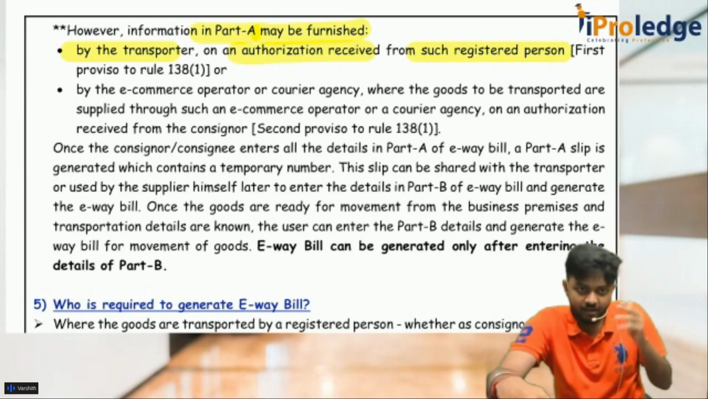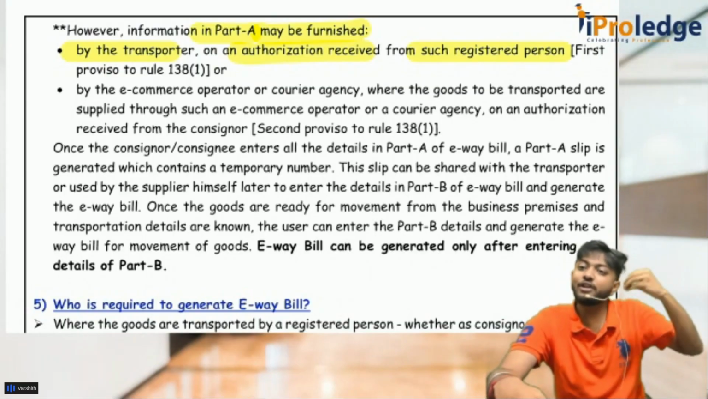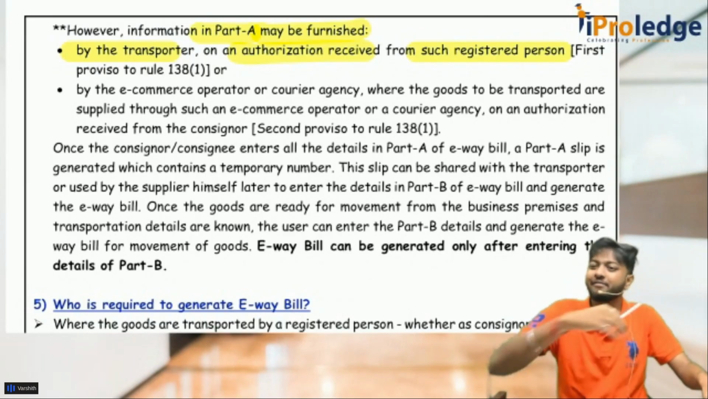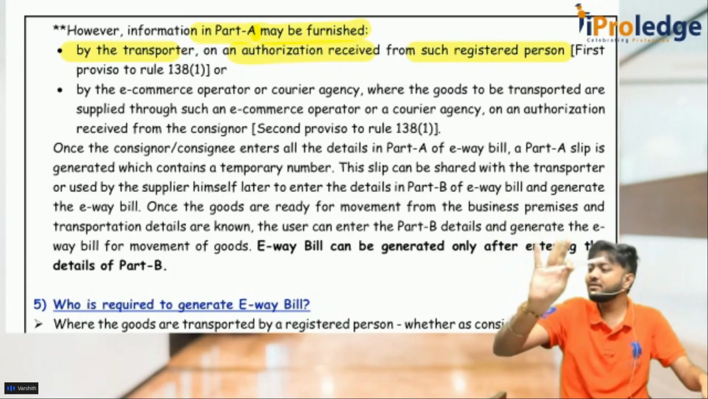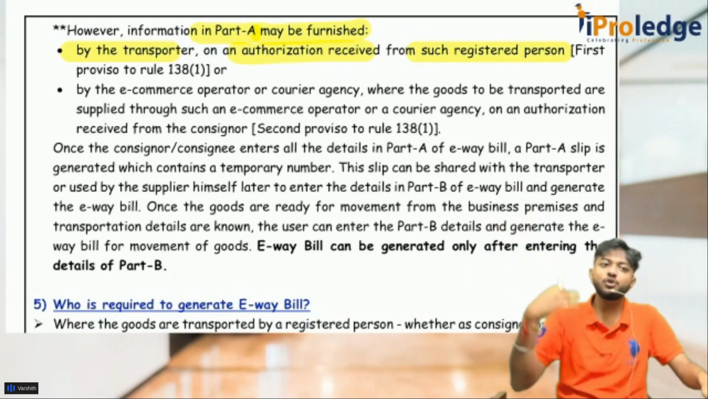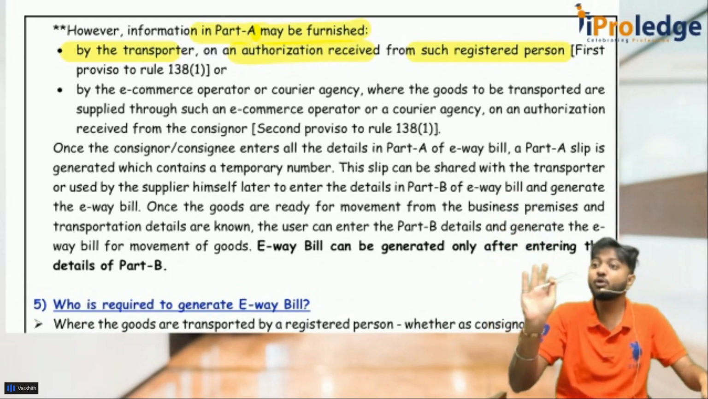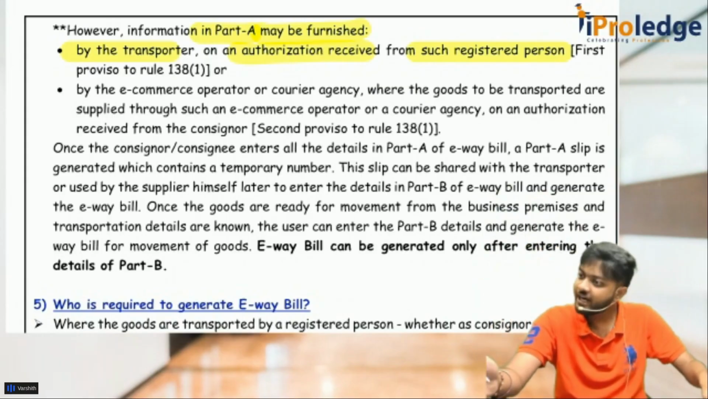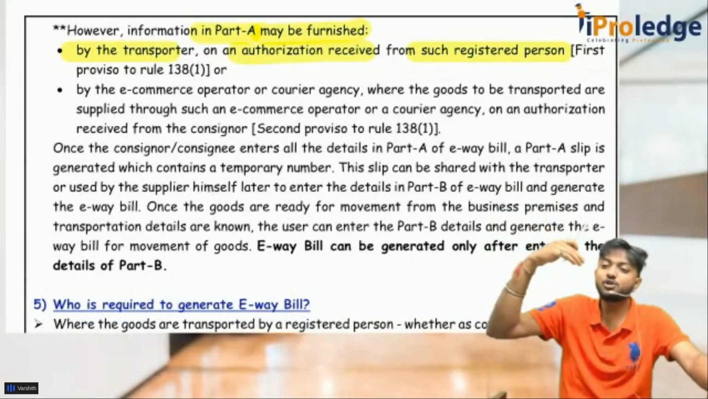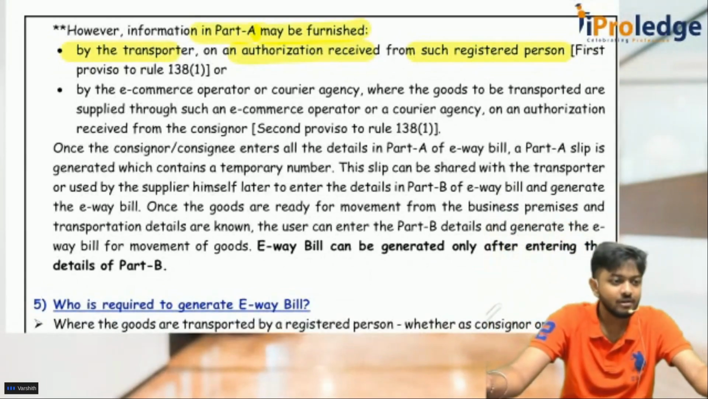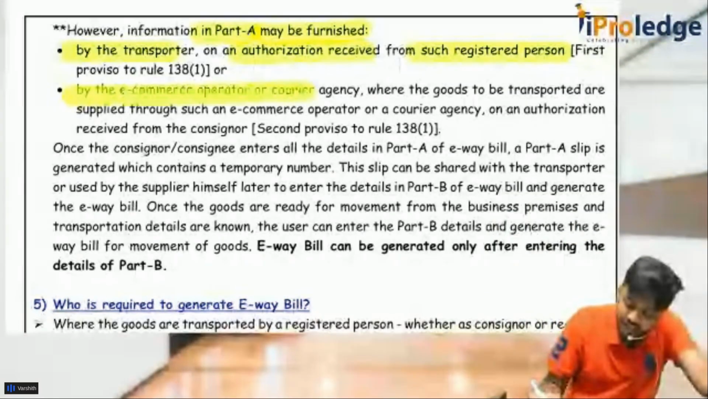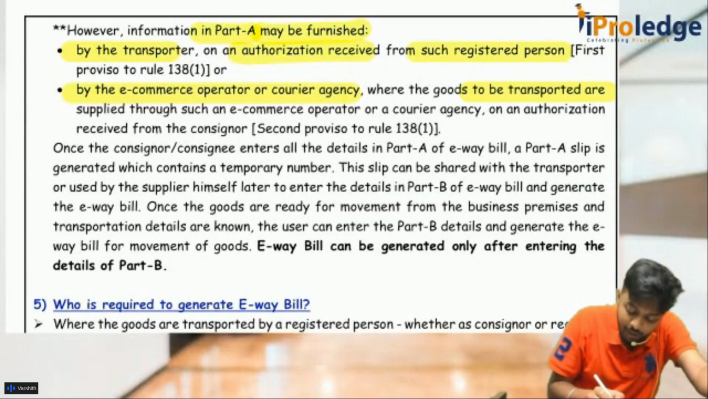What this company can do is give authorization to the transporter to generate part A also. You can say to the transporter, hey, whenever my goods come to your premises, you only generate the e-way bill, both part A and part B, and dispatch the goods. For that, I should give authorization to the transporter. That means approval that I have given him the authority to generate the e-way bill. If that is given, the transporter can also generate part A of the e-way bill. Clear?